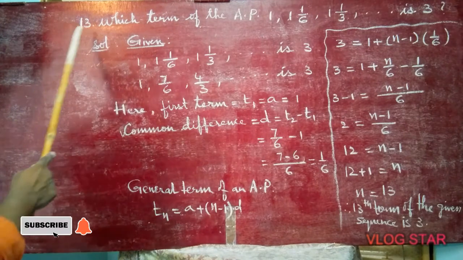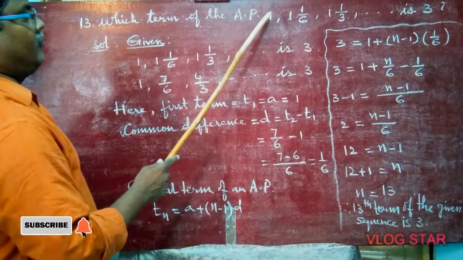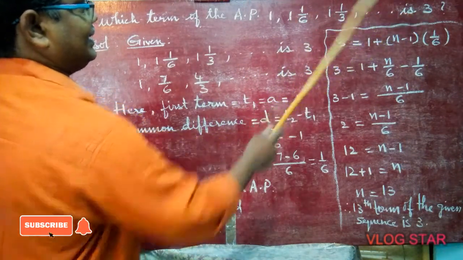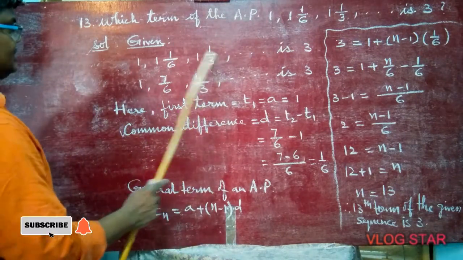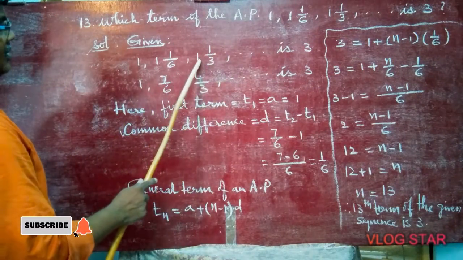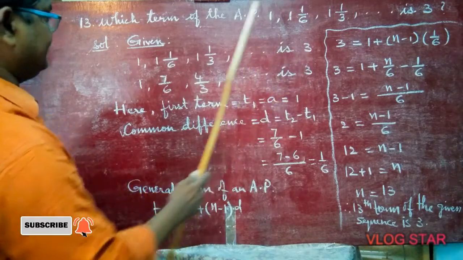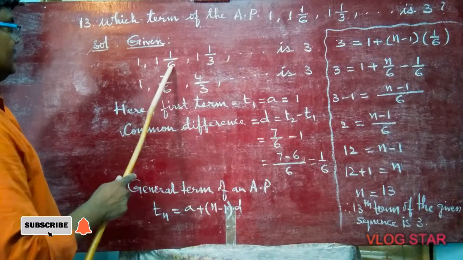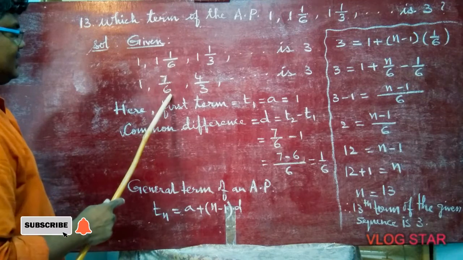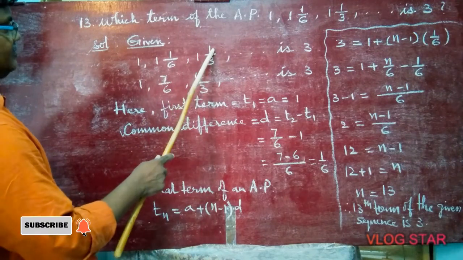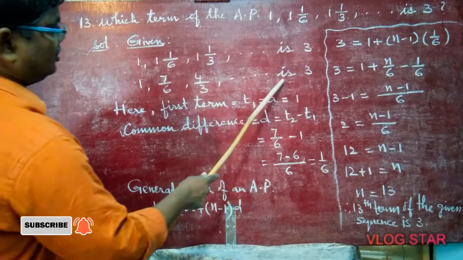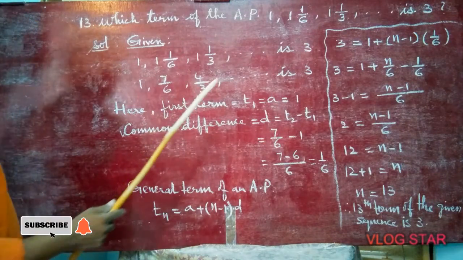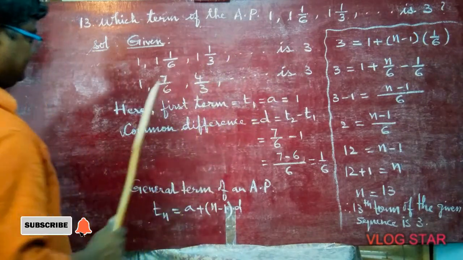13th problem. Which term of the AP 1, 1 1 by 6, 1 1 by 3, and so on is 3? Solution given. Write the sequence 1, 1 1 by 6, 1 1 by 3, and so on is 3. Now convert the mixed fraction into an improper fraction. 1, 6 ones are 6 plus 1, 7 by 6, 3 ones are 3 plus 1, 4 by 3, and so on is 3. Where this 3 lies we don't know. So we have to find which term value will be 3.